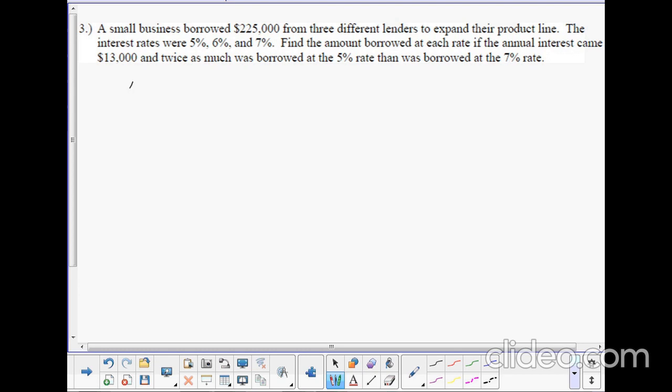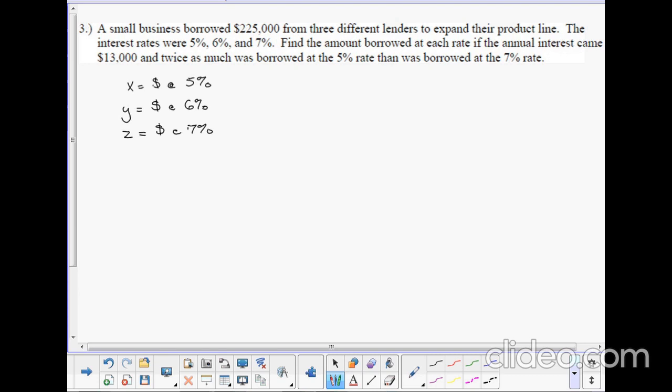So let's let X be the dollar amount at 5% interest. Let's let Y be the dollar amount at 6% interest, and let's let Z be the dollar amount at 7% interest. So it's always good to start by identifying what your variables mean. So x is the amount at 5% interest, y is the amount at 6%, and z is the amount at 7%. Now, let me take this information and try to put it together into some equations.